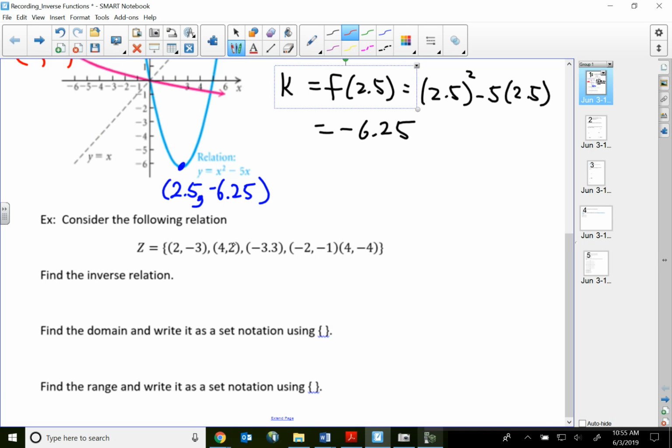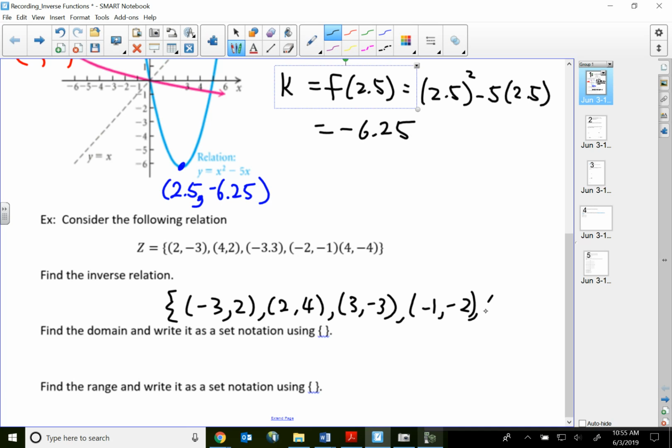Here I have 1, 2, 3, 4, 5 different points together. It's called a relation. If I want to find the inverse relation, all I'm going to do is interchange all the x and y coordinates. For the point 2 comma negative 3, the inverse will be negative 3, 2. This one is going to be 2, 4. 3, negative 3. Negative 1, negative 2. And negative 4, 4.